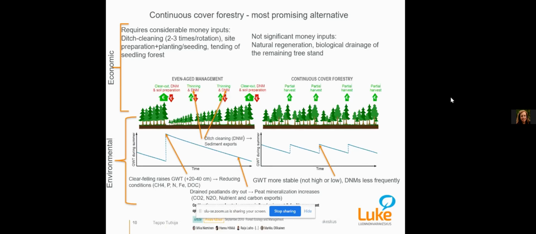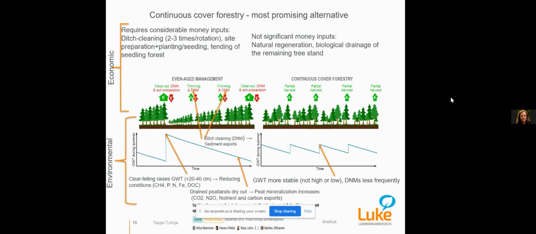Then after clear felling, there is site preparation, there is planting and seeding, and often those seedling forests need to be tended to 1 to 2 times. And compared to even age management, this continuous cover forestry would involve significantly less money inputs. We would mostly rely on natural regeneration and biological drainage of the remaining tree stand, so that there would be no much need for artificial regeneration or ditch cleaning.